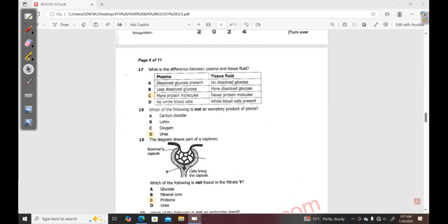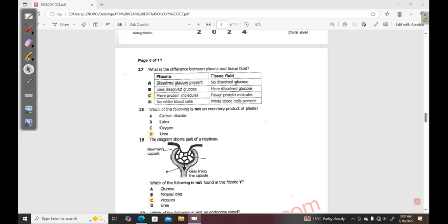17. What is the difference between plasma and tissue fluid? A, dissolved glucose present and no dissolved glucose. B, less dissolved glucose, more dissolved glucose. C, more protein molecules, fewer protein molecules.